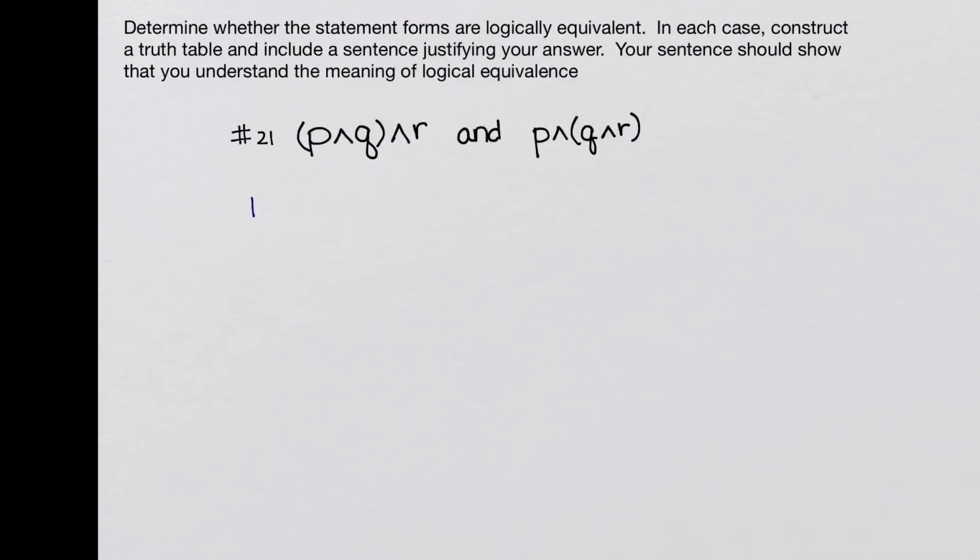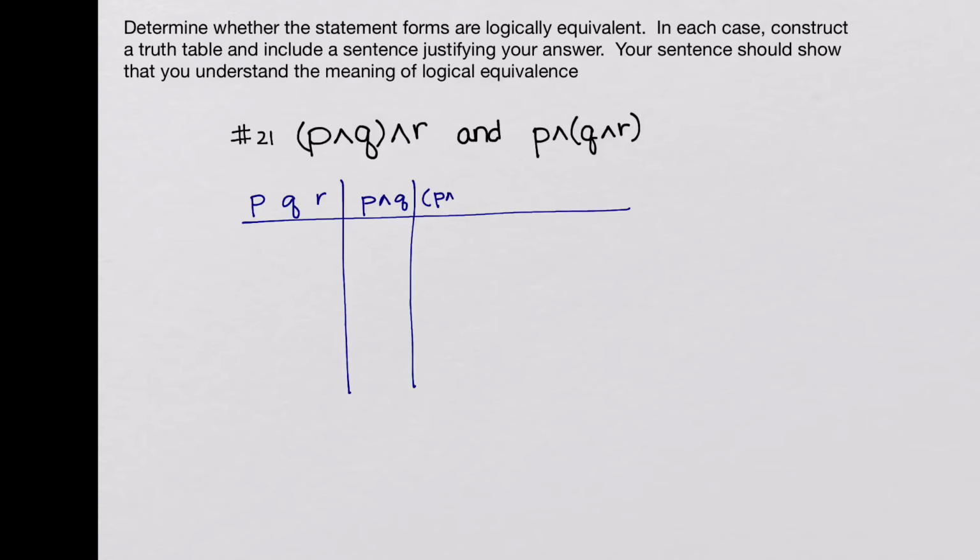I start off with my three basic variables, P, Q, and R. And for the first statement, we have P and Q. And then we can form the whole thing by taking P and Q and joining that to R with an AND connector. Then for the second statement, we have Q and R. And then we'll join that to P.